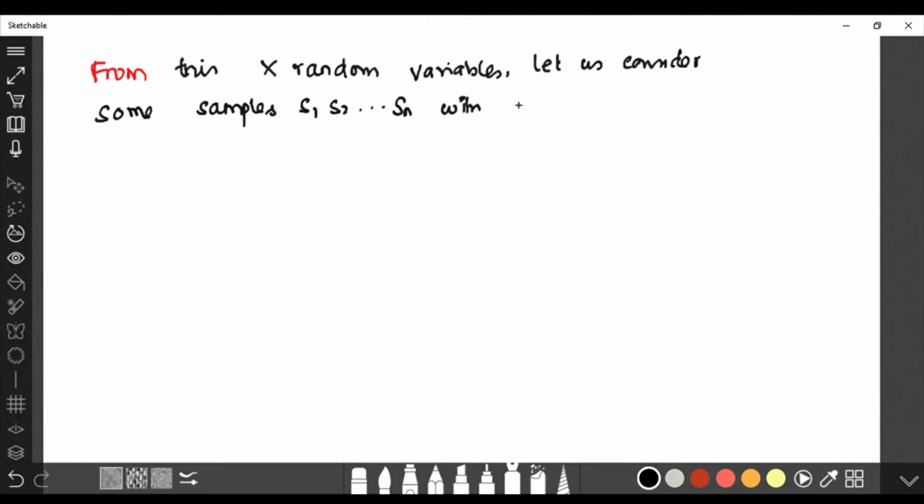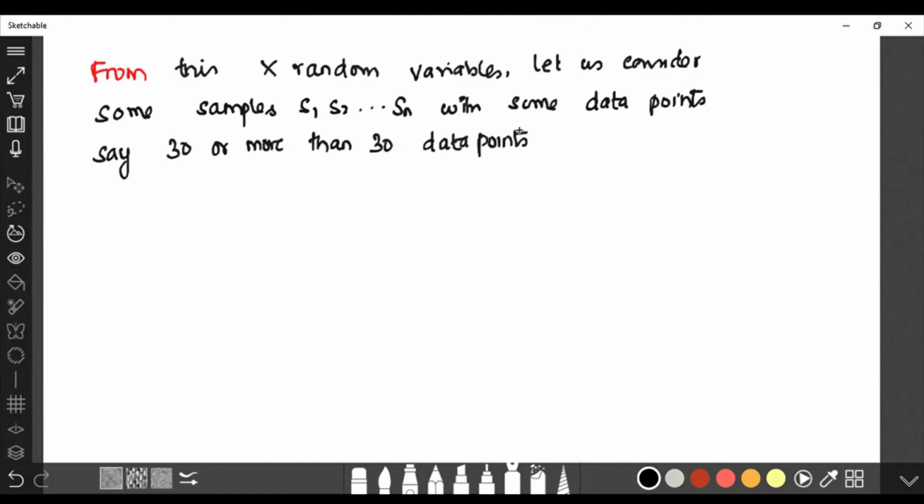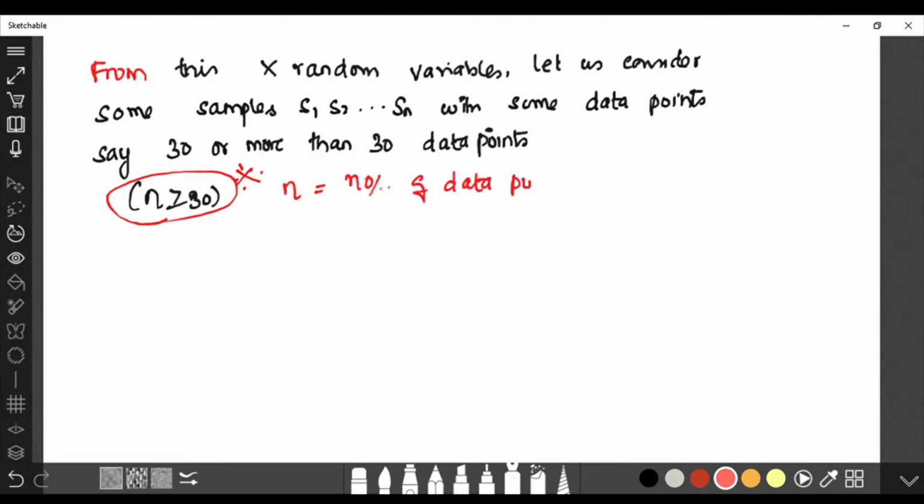From this random variable x, we consider some samples, say S1, S2, up to Sn, with some data points, say 30. This n value should be greater than or equal to 30 only. This is called the number of data points. Why specifically 30 will be explained in a few minutes.